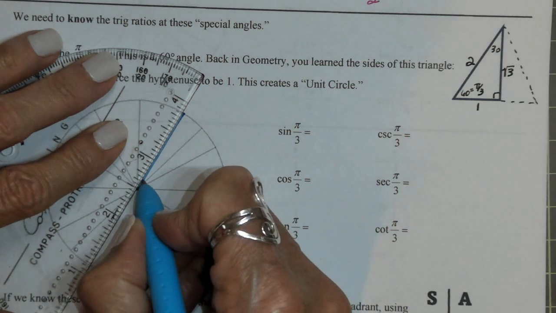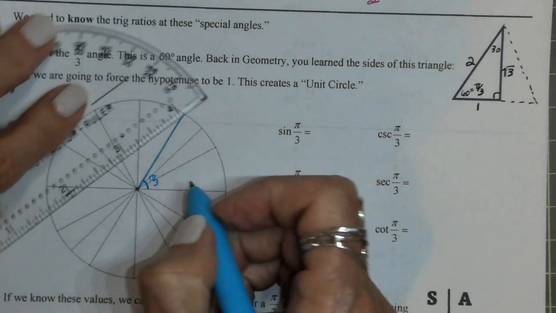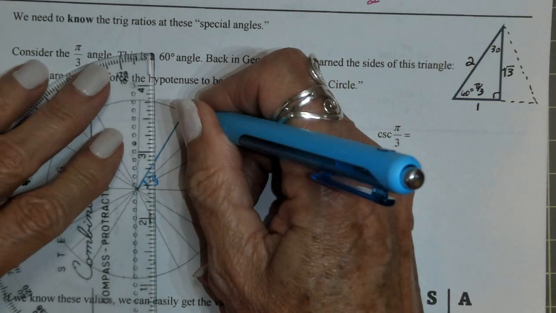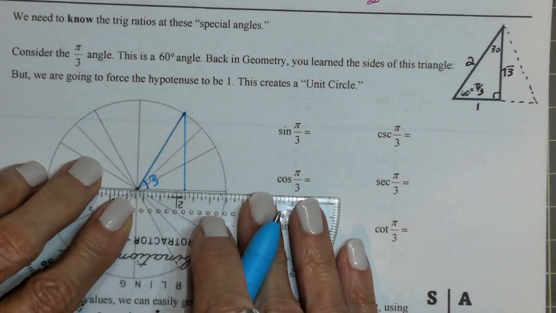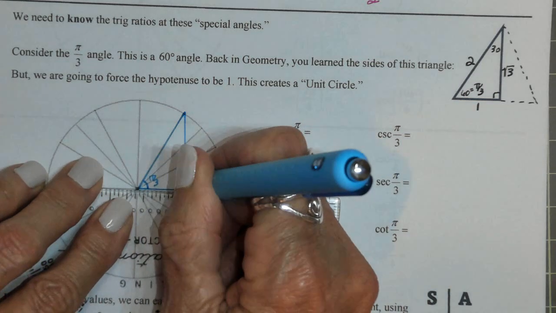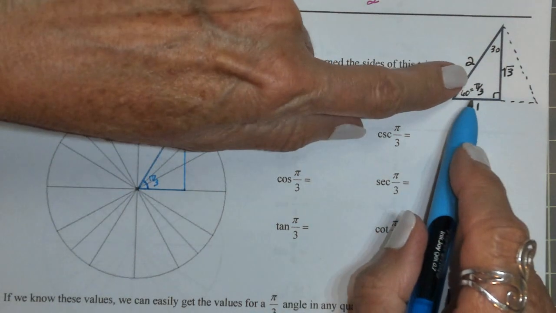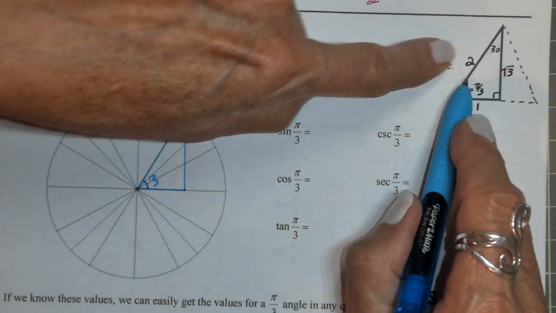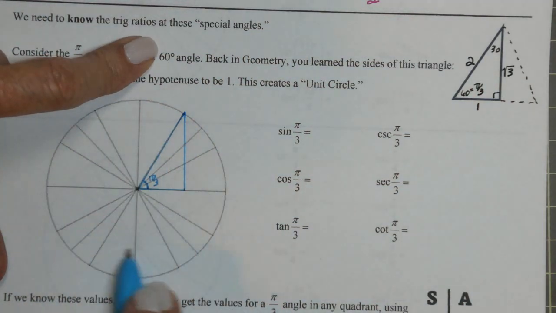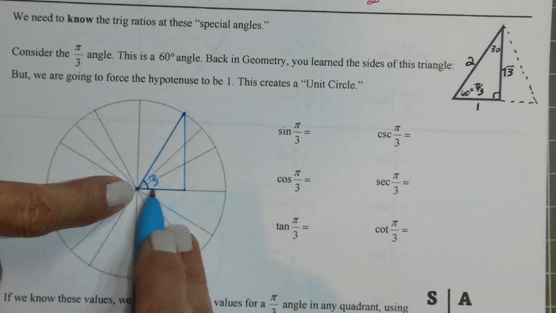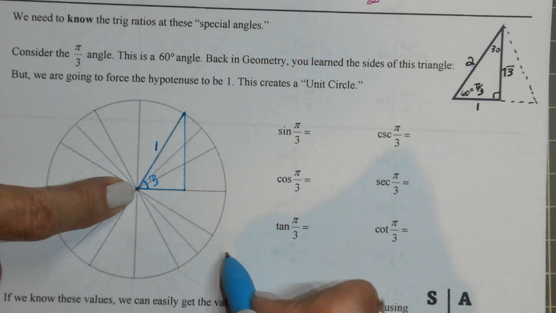This is pi over 3 right here, right? That's pi over 3. Okay? And I'm going to form a right triangle here like that, so it looks just like the one sitting over there up in the corner. Okay? So, on this triangle, the hypotenuse is 2. I'm going to force this to be a unit circle, and that means that the radius is always 1. So that means that this hypotenuse is not going to be 2, it's going to be 1.